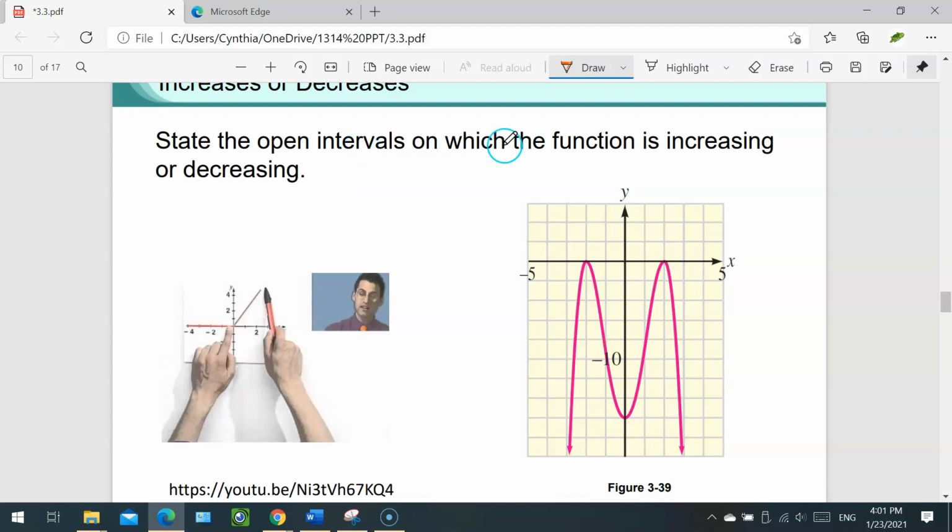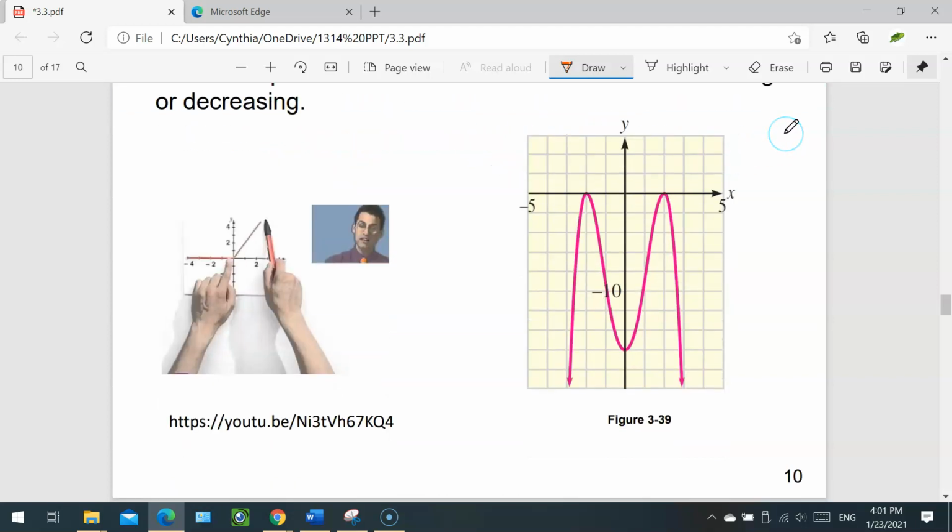Now state the open interval on which the function is increasing or decreasing. Keep in mind, we always trace the graph from the left. So you have to point to your graph from the left hand side to begin with. Starting from the left hand side, it's going up until it hits x equals -2.